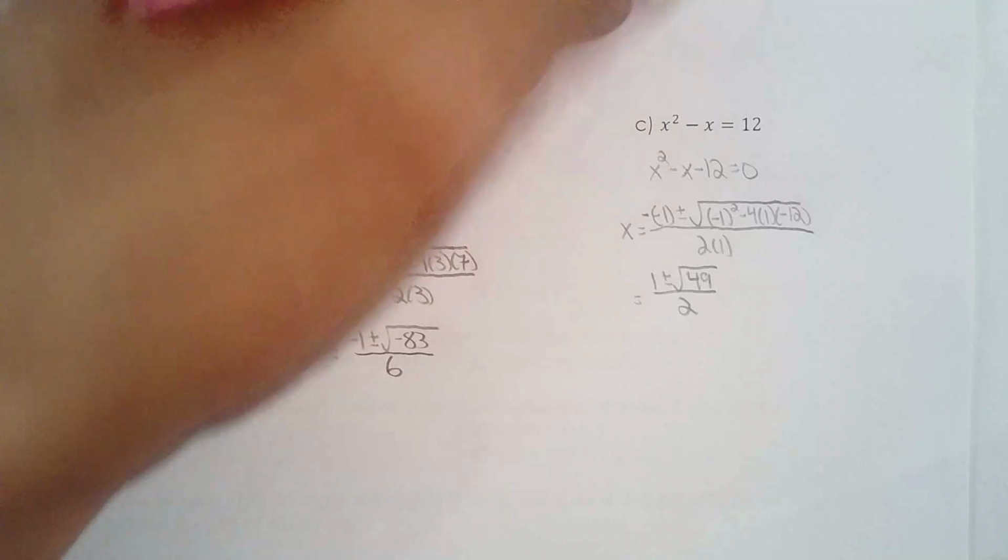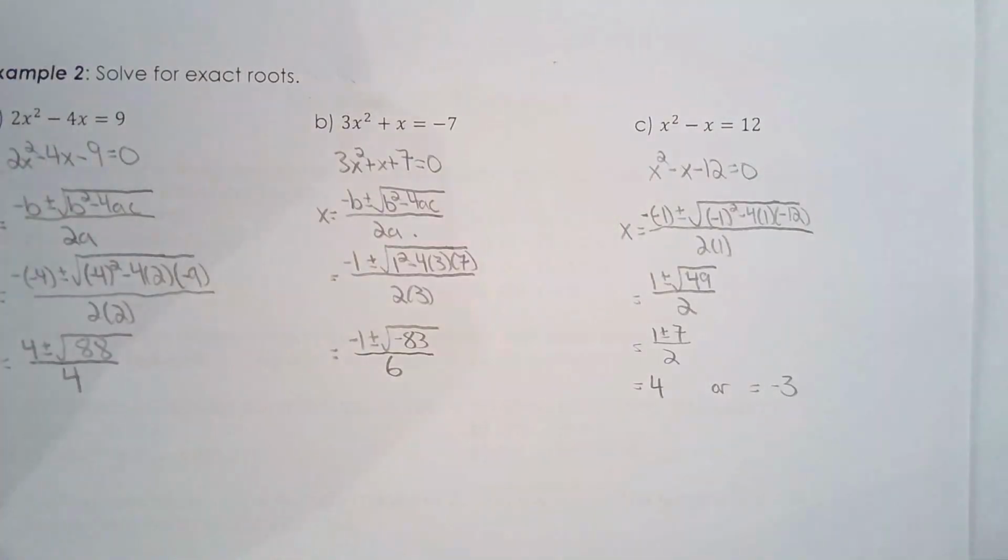Once I see a perfect square, you know what that means? It means it was factorable. So 1 plus 7 over 2 and 1 minus 7 over 2. So 1 plus 7 is 8. 8 over 2 is, of course, 4. Or 1 minus 7 is negative 6. Negative 6 over 2 is negative 3. Well, that was silly. Why would I use a quadratic formula?